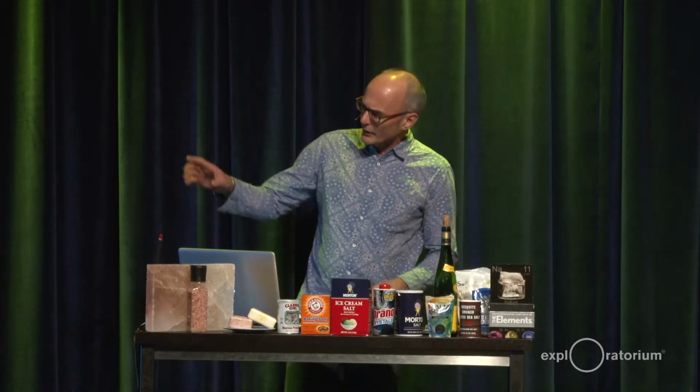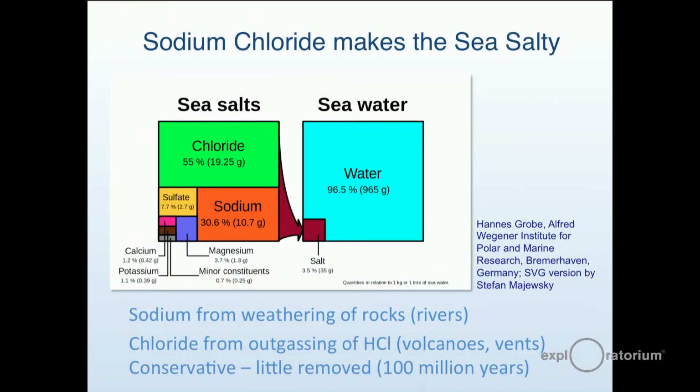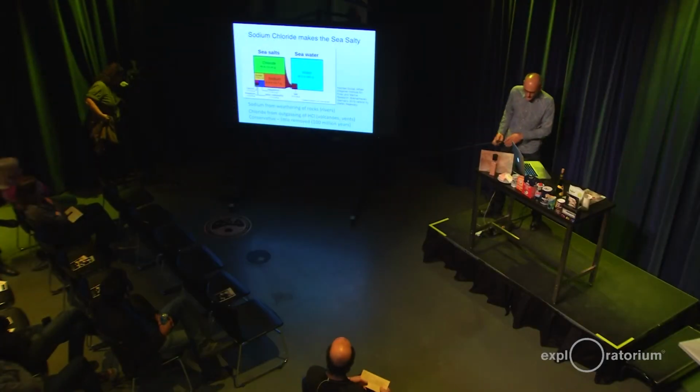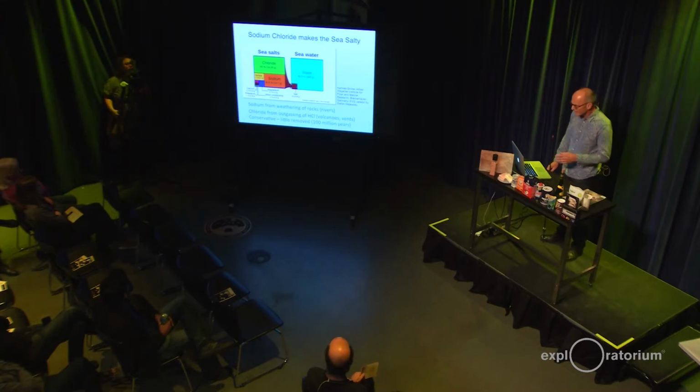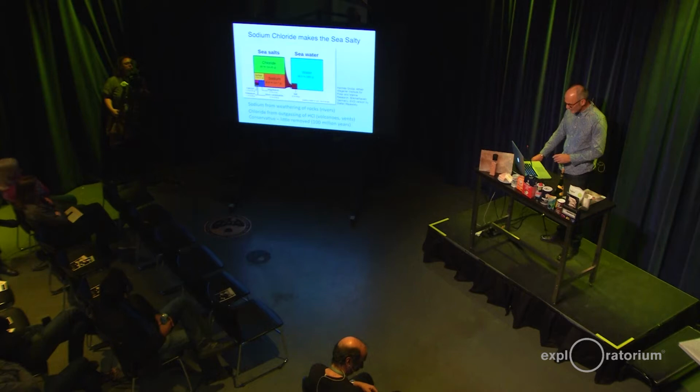If you look at seawater, you've got a big box of water, turquoise, with a little bit of salt in it, a little bit of dissolved solids. Of those dissolved solids, you get the green, which is chloride ions, and the orange, which is sodium ions. There's magnesium and sulfate and other things. But sodium and chloride are the key elements.